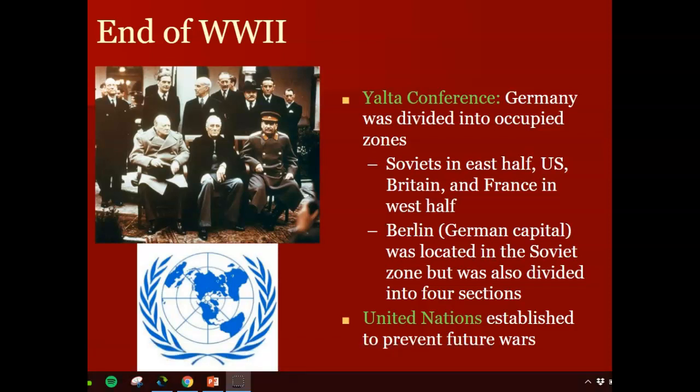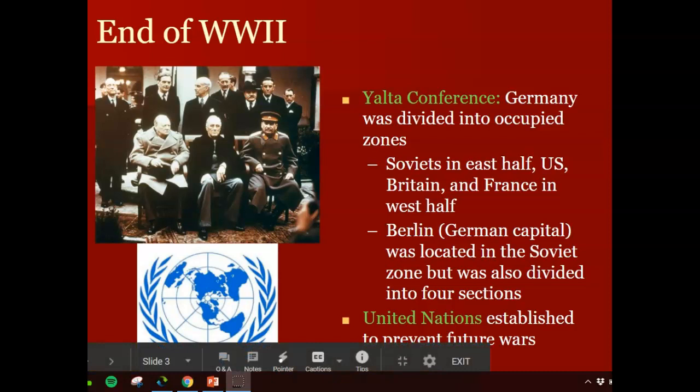The Soviets got the eastern quarter of Germany. It says eastern half there, but it's really the eastern quarter. And the United States, Britain, and France each got a third of the three quarters in the western part.